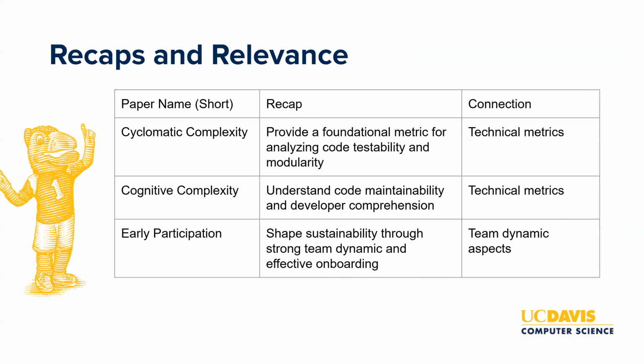To conclude our background presentations, we explained three highly related papers. The first one is that cyclomatic complexity provides fundamental metrics for analyzing code testability and modularity. Also, cognitive complexity is critical for understanding code maintainability and developers' comprehension challenges. And also, early participation shapes sustainability through strong team dynamics and effective onboarding.